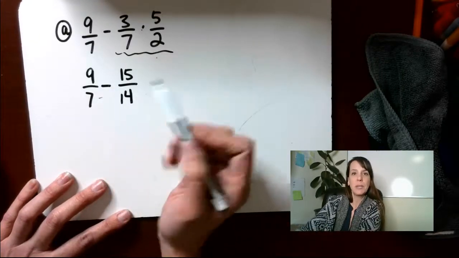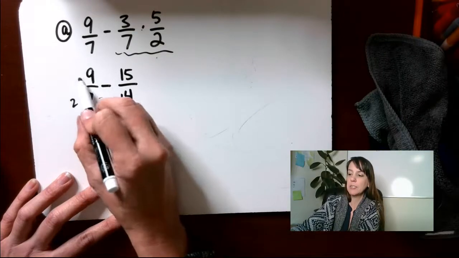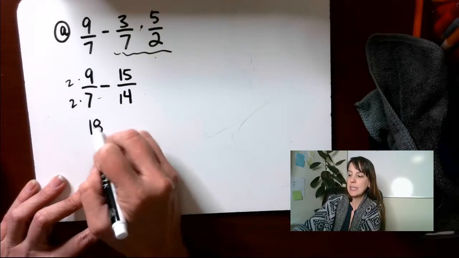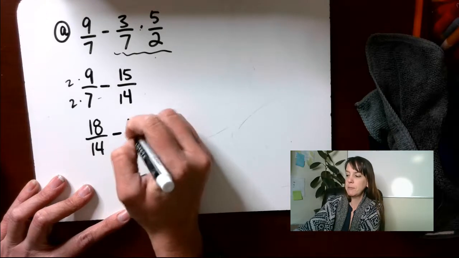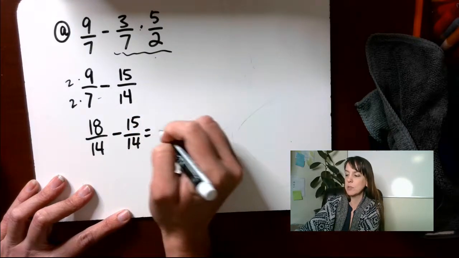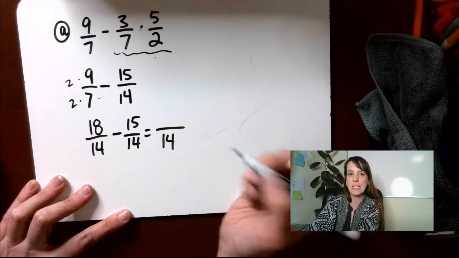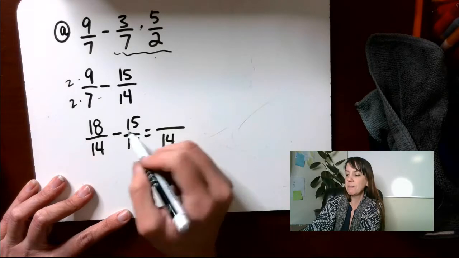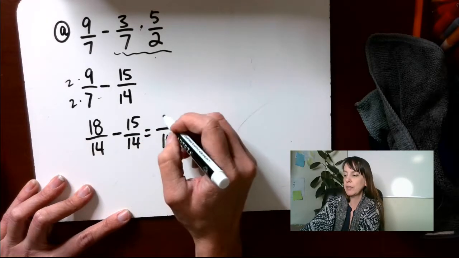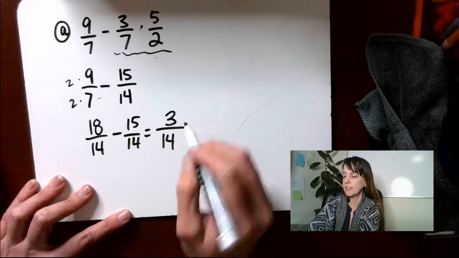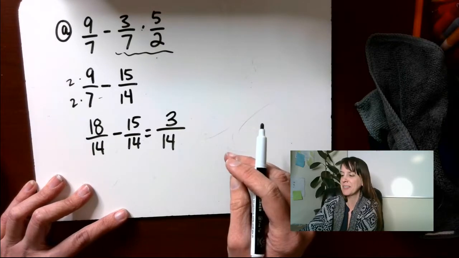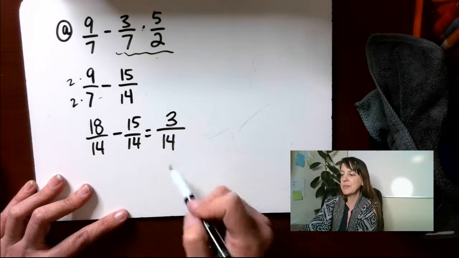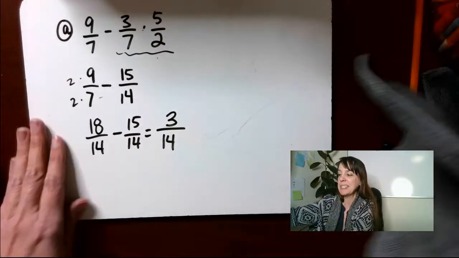Now our common denominator here is 14, so I'm going to need to multiply this times 2 times 2. 18 over 14 minus 15 over 14 equals, denominator is going to remain 14, and then 18 minus 15 will give us 3. 5, 6, 7, 8. Make a simple math error. That would be my luck. So we end up with 3 over 14, and we can't reduce that down, so we leave it just like that.